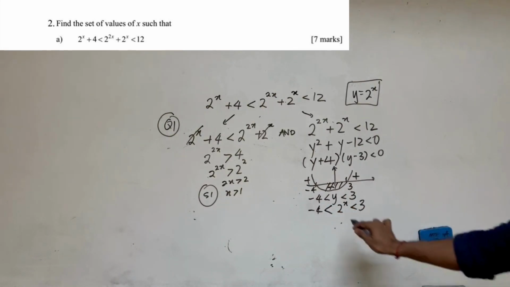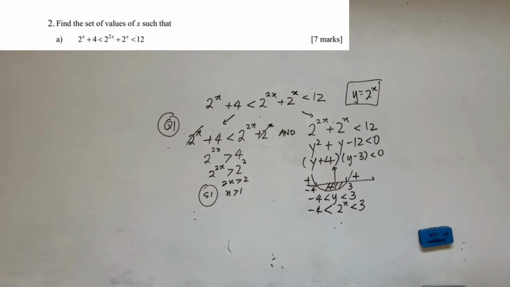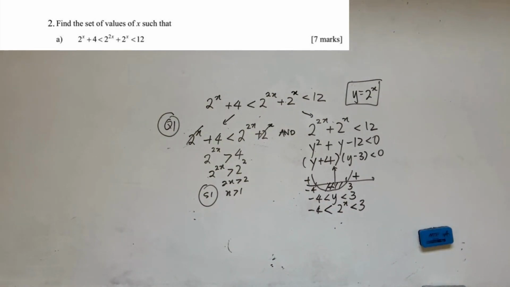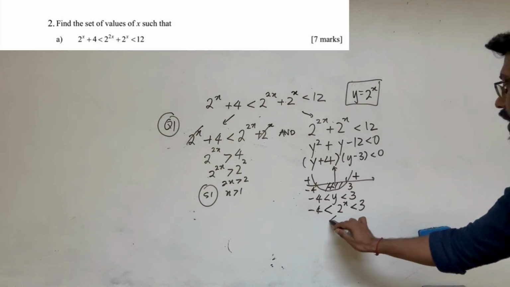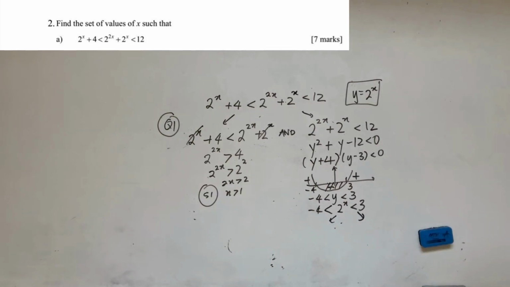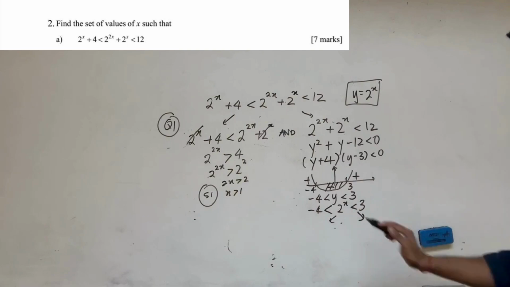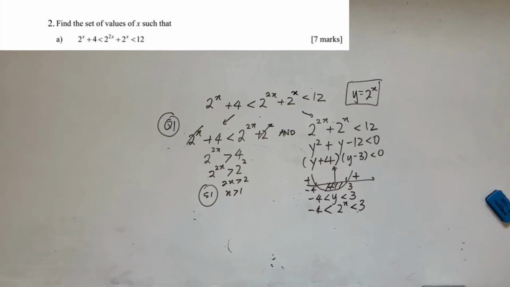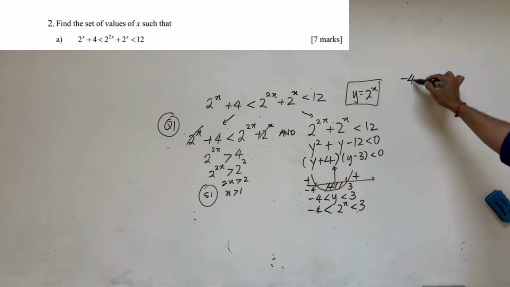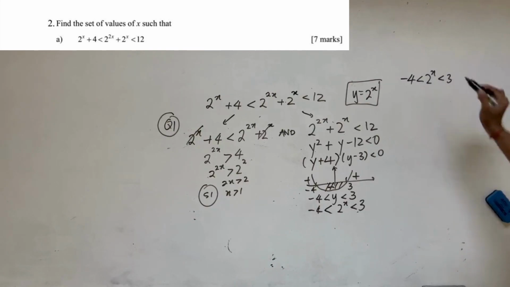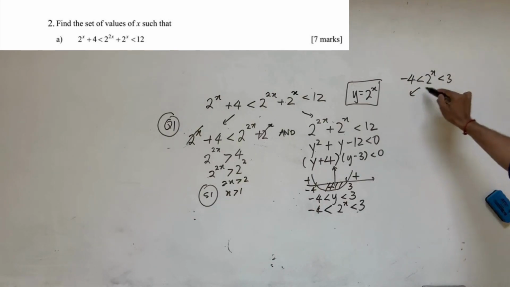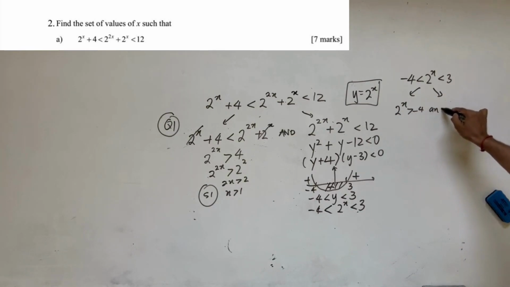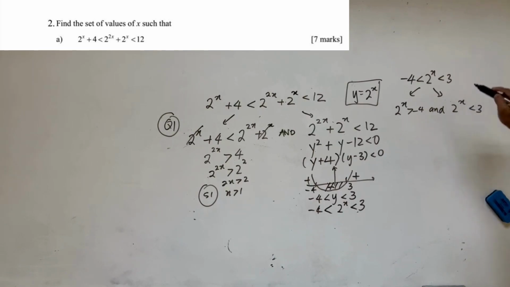So here, if we try to solve in order to find x, because solution means you must have x greater than or x smaller than, what I can do is break it into 2. Maybe I do the solution at another separate place here. So negative 4 less than 2^x less than 3. This I can break into 2: one is 2^x is greater than negative 4, and at the same time 2^x is less than 3.